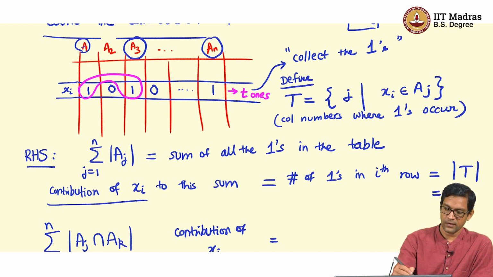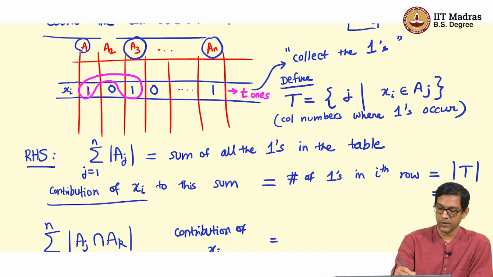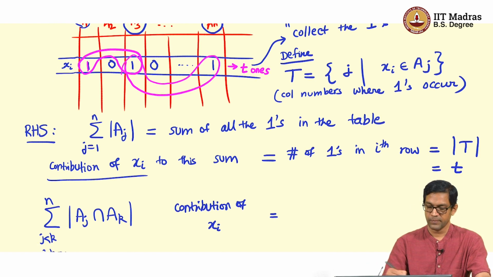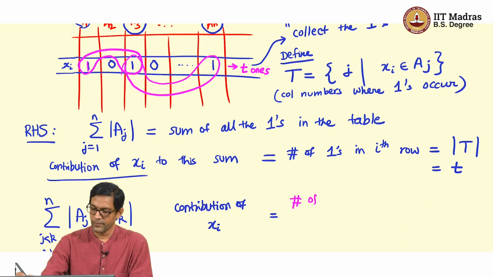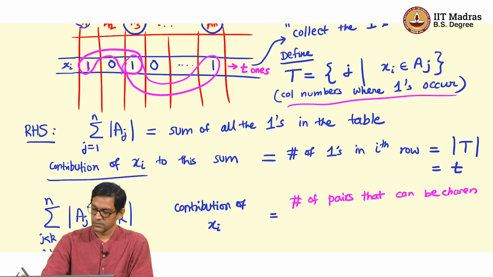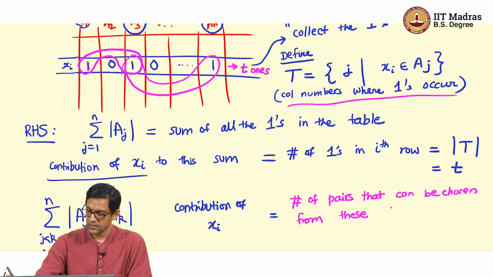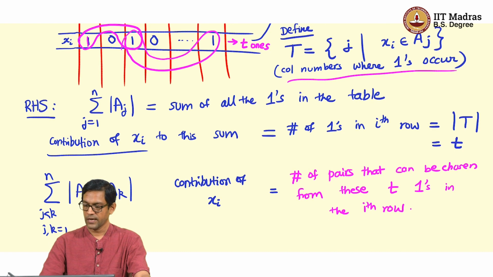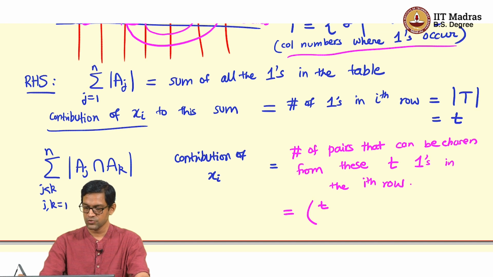For example, here I know that this element xi belongs to a1 intersection a3, because there are ones in those two places, I can pair them up. It belongs to a3 intersection an, for example, and so on. So, the contribution of xi to these pairwise intersections is nothing but the number of pairs that I can choose from these t ones in that row, in the ith row. Okay, and now we know how to choose. I have to choose 2 out of those t ones, and that number is exactly the binomial coefficient t choose 2, those many ways of choosing 2 ones from the t ones.